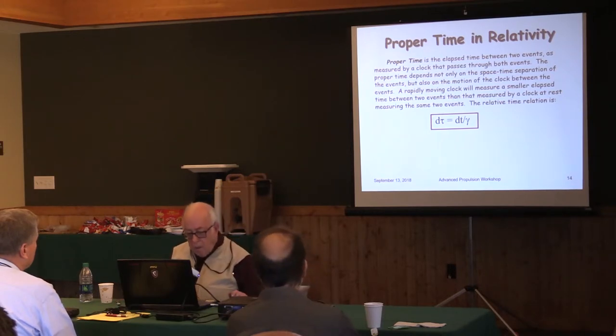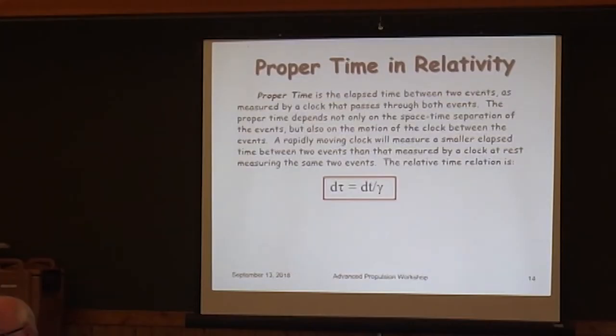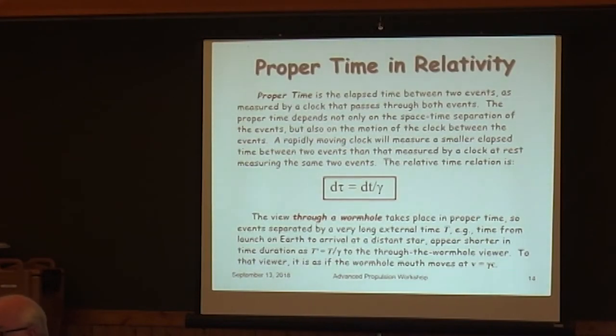And in relativity, the proper time is equal to the external observer time divided by gamma. And remember, gamma is like 7,000 for the things we're talking about. What that means is if you have this wormhole mouth and you look through it to see what's going on at the other end, you will see things that are slowed down by that factor. So the time through the wormhole viewer goes like T prime, which is T over gamma.